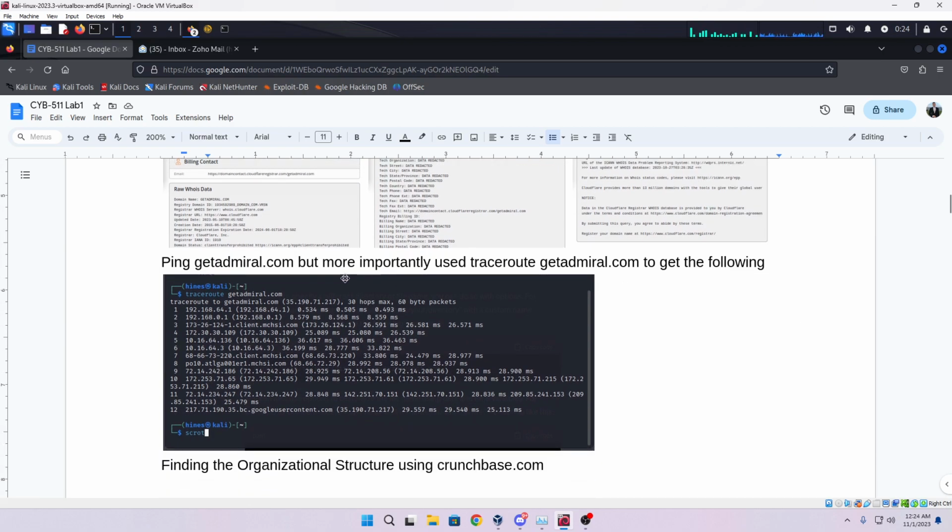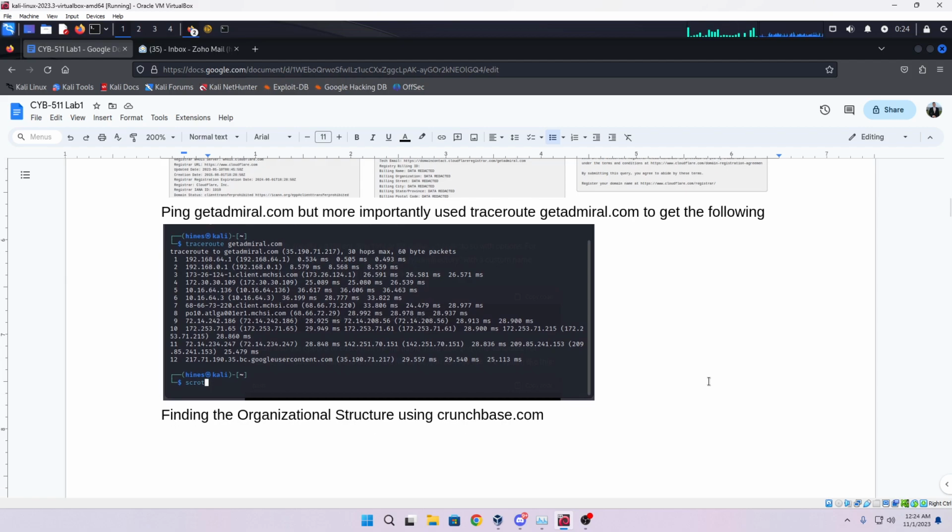After I pinged getadmiral to make sure that I could connect to it, whois definitely gave me that information. I used traceroute to see how many jumps I had between where I was at the time and getadmiral. I had 12 in this specific situation. And then I had to find the organizational structure. I did use programs such as Amass and Miriam, and I also used theHarvester, but theHarvester didn't give anything at all for this domain.